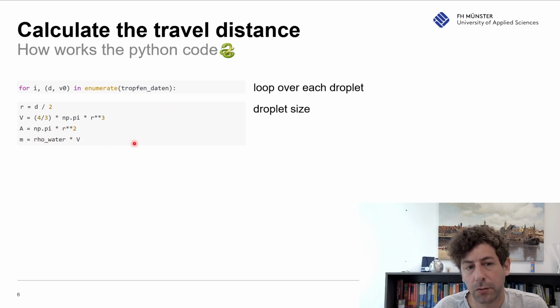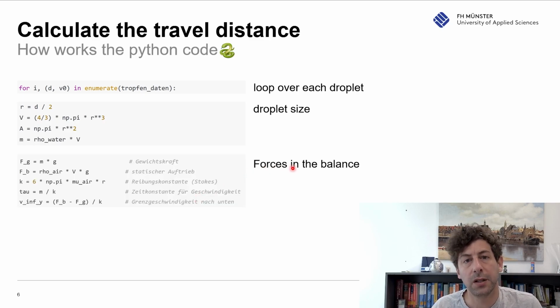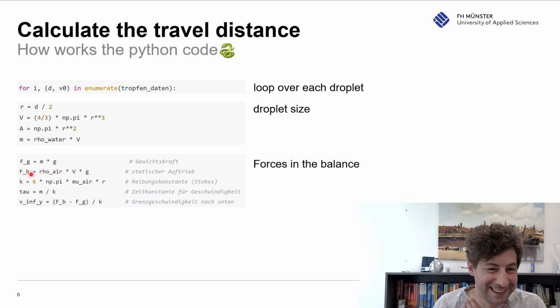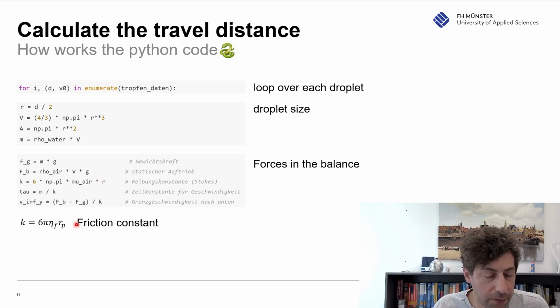So here we have the droplet information, which we need when we calculate the acting forces. And here we have now the force balance. So we have gravity, right? We have buoyancy, and we have drag. And from drag we use something called friction coefficient or friction constant. And the friction constant is this K.